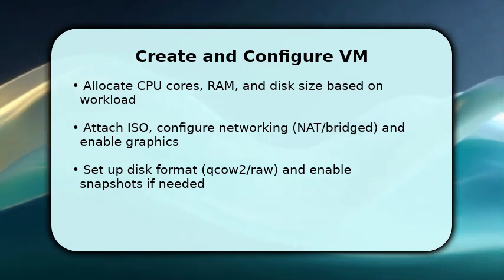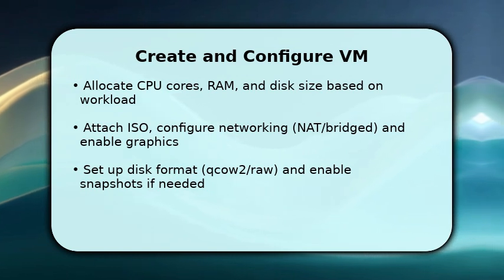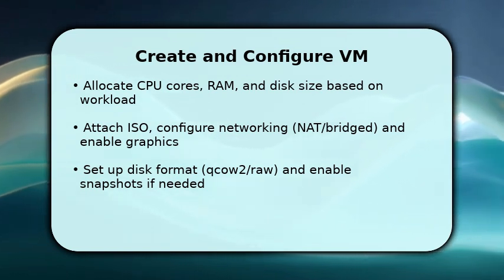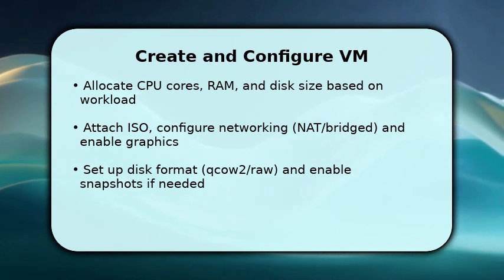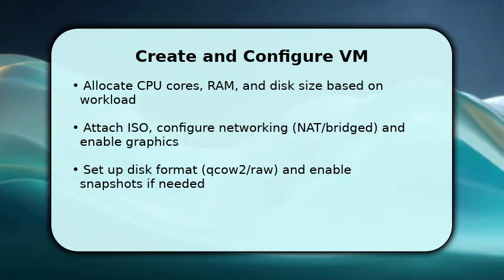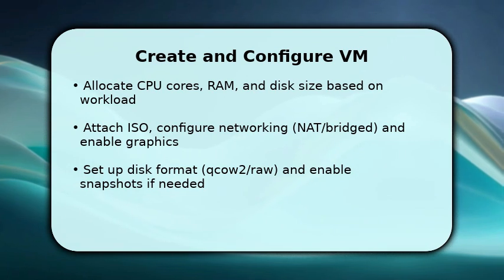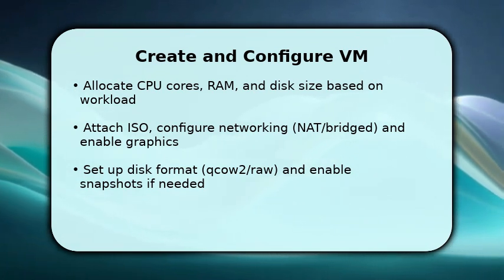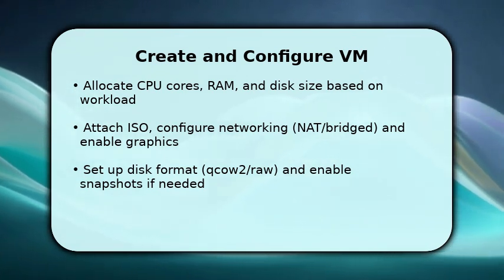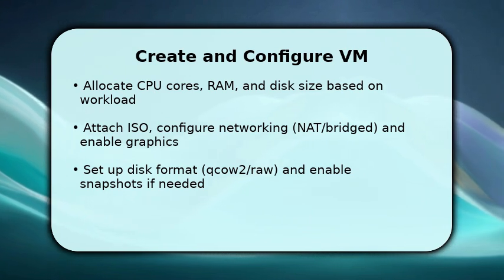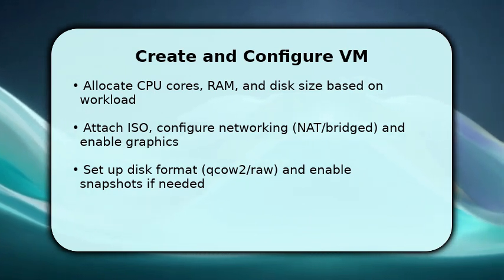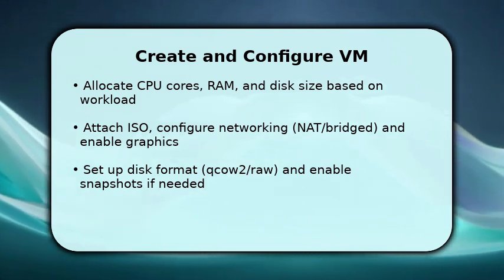Create a disk image in QCOW2 for snapshots or RAW for raw performance. You'll see why QCOW2 is flexible. Attach the installer ISO and pick networking, NAT for isolation, bridged for LAN access, and enable graphics or use SSH for headless installs. Finally, set up any virtual TPM or secure boot if the guest demands it.